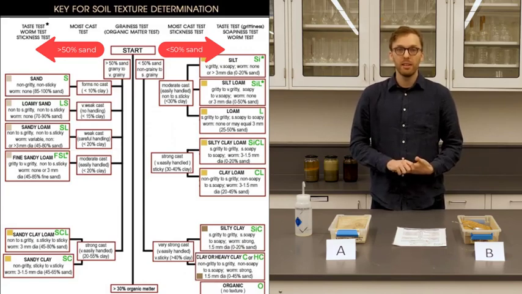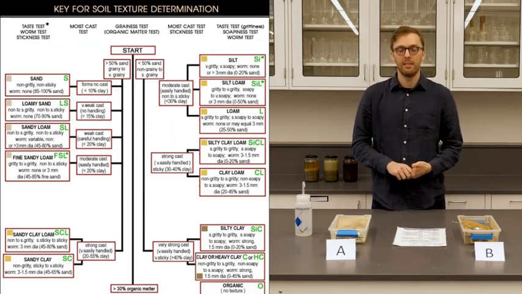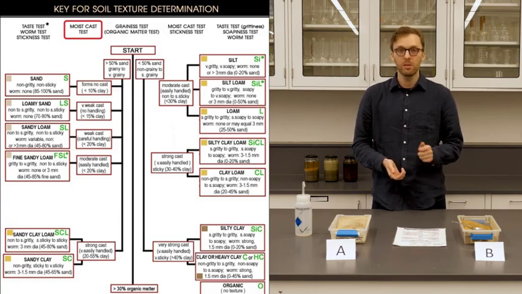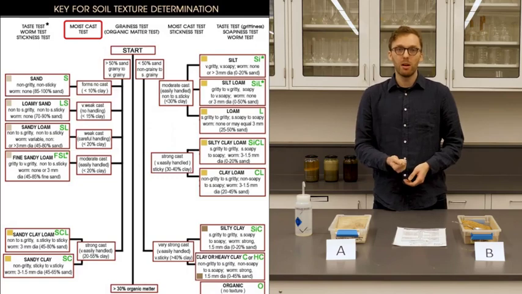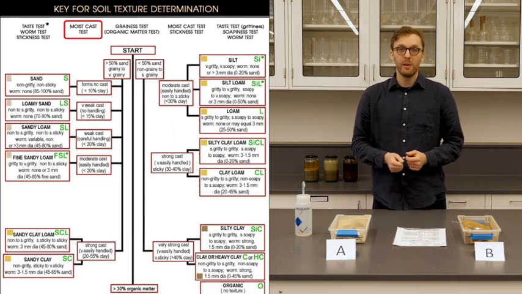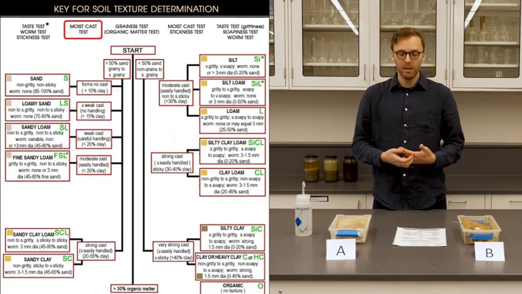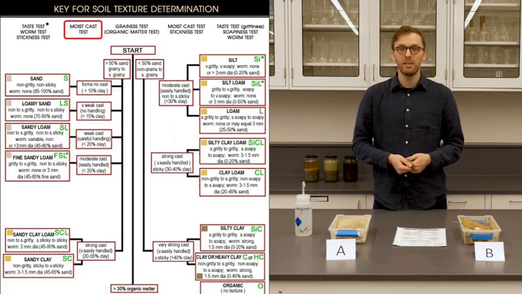The next step is the moist cast test. For this, we take some of our soil sample and we wet it with water. Then we squeeze it into a ball or a cast with our fist and roll it back and forth between our hands. Depending on how well it sticks together, we can narrow down our choices of soil texture classes. The better it sticks together, the more clay there is present in the sample.